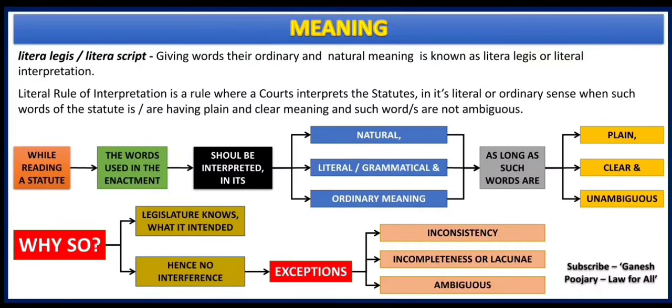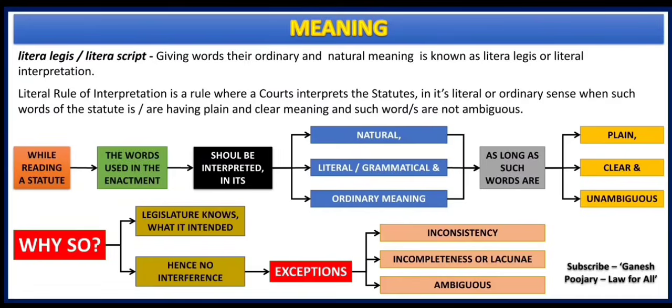Let's read that chart as is, and it says, while reading a statute, the words used in that enactment or the statute should be interpreted in their natural, literal, grammatical, and ordinary meaning, as long as such words are plain, clear, and unambiguous. That means in any statute, if the words used are plain, clear, and unambiguous, the court shall interpret such statute in its natural, literal, grammatical, and ordinary meaning only.